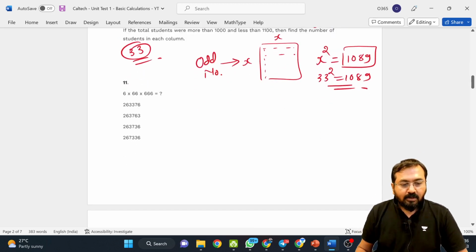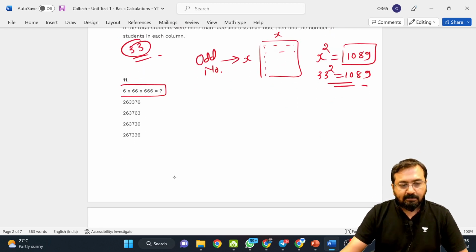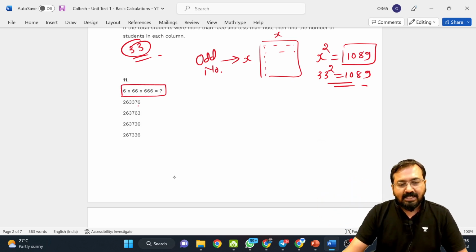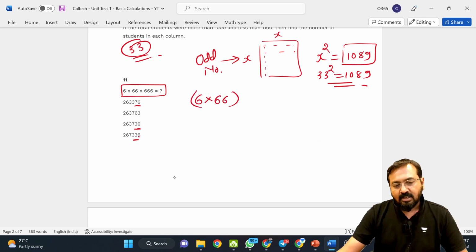Now how to do this multiplication? We are given options. I'll always check the last digit or last two digits. Unfortunately, my last digits are the same in 3 options, and my last 2 digits are also the same in 2 options. So this is going to be a little tricky. So what can we do? What I'll do is 6 into 66 into 666. This is how I'll consider this question, because 6 into 66 is 396.